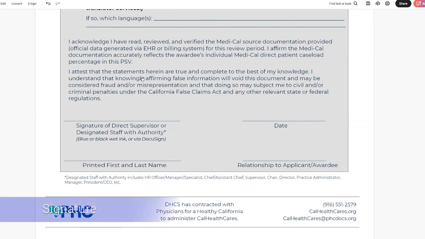Next are the acknowledgement and attestation statements. Please note, these have been condensed into one section, and no additional initials are requested on other areas of the form. Your supervisor or designated staff with authority would sign here with blue or black wet ink or through DocuSign, which is the only form of acceptable electronic signature. They would then input the date, their full name, and relationship to applicant or awardee. If you are the owner of the practice site and completing the form for yourself, you would input self in this relationship to applicant or awardee field.